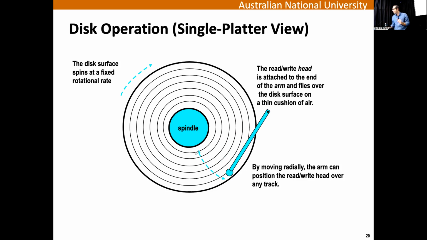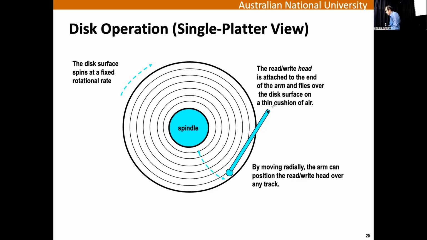All right. So now you know you can access any track by rotation or arm movement. If you want to go to a different track, which is important, rotation or arm movement? And if you want to go to a specific sector on a track, what is important? Rotation. Okay? This is important.